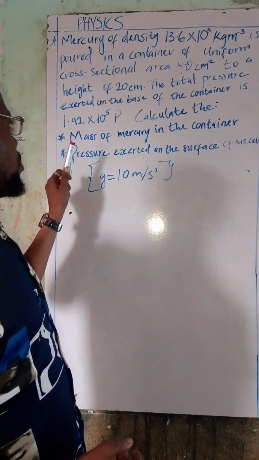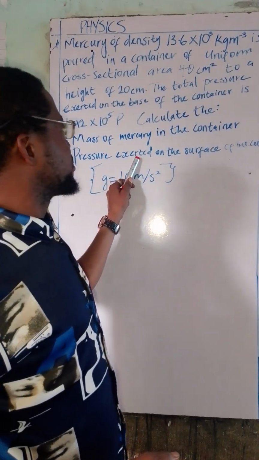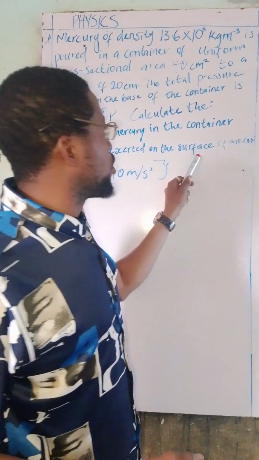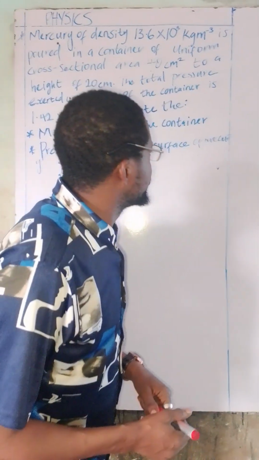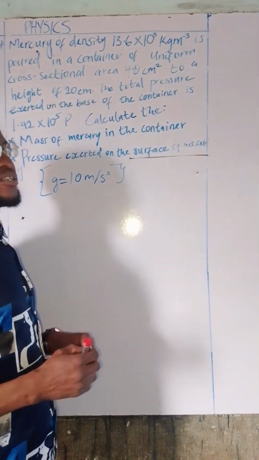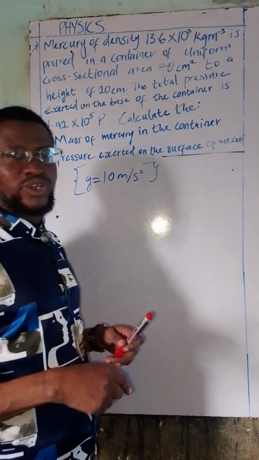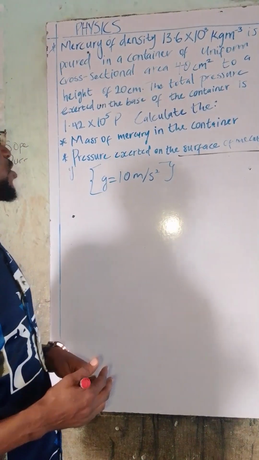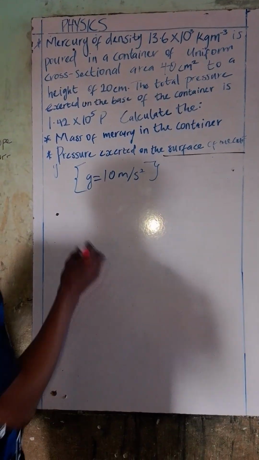Number 2, we are looking for the pressure exerted on the surface of the mercury. This question means atmospheric pressure, because it's only atmospheric pressure that acts on the surface of liquid. So let's go to the first one now.